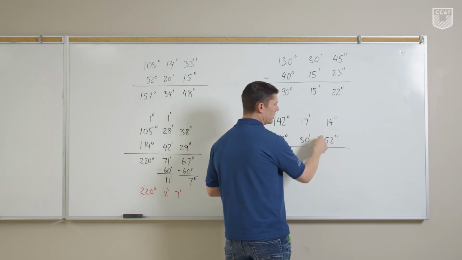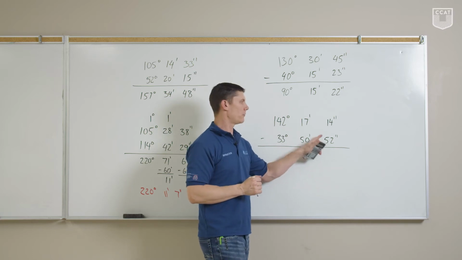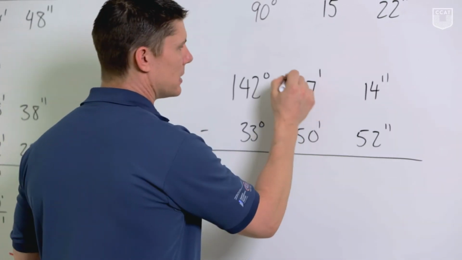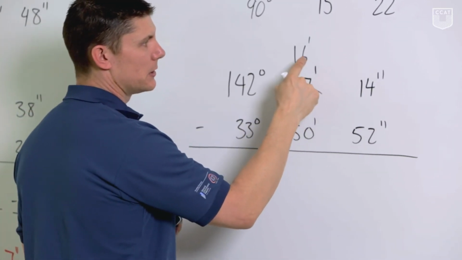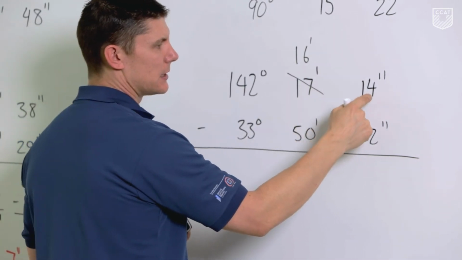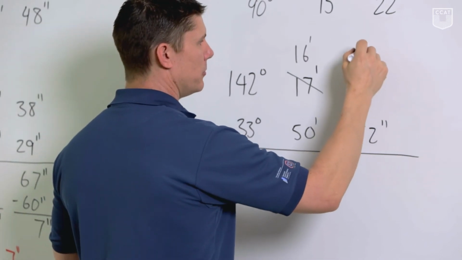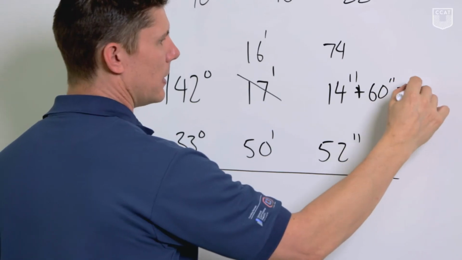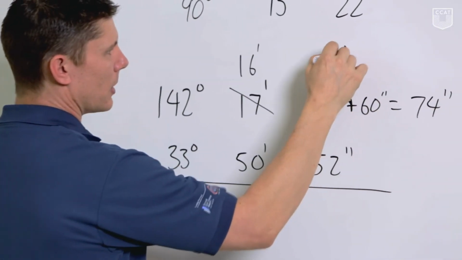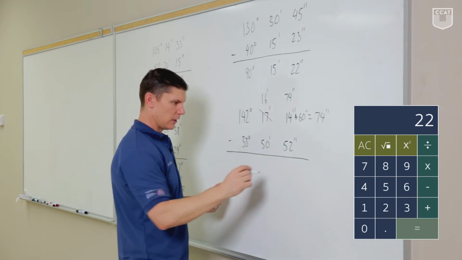So we want to go 14 minus 52. Obviously you can't take 52 off of 14. So what we're going to have to do is steal a minute from over here. So we'll be down to 16 minutes, and since we're stealing 1 minute from here, that's going to add 60 seconds on this side. So we go 60 plus the 14 would be 74 seconds. Then we get 74 minus 52 equals 22 seconds.